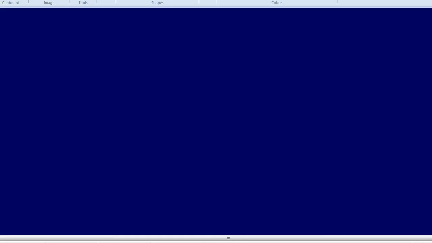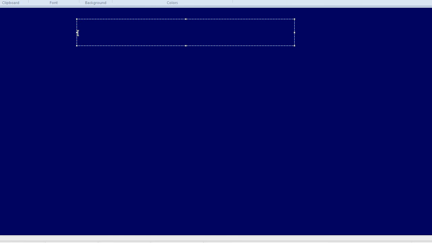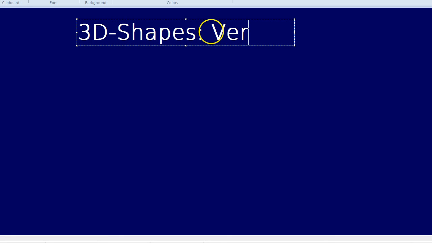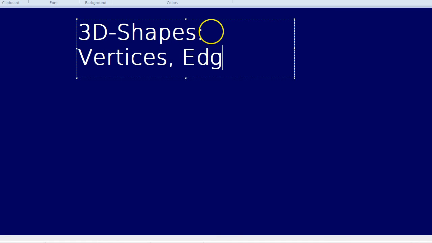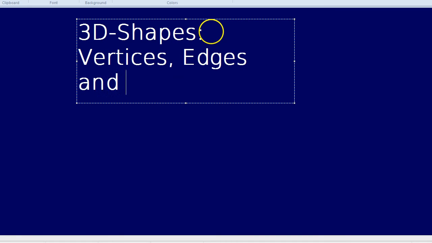There's at least three interesting things you can talk about with any 3D shapes, and that is how many faces does it have, how many vertices does it have, and how many edges does it have. This video is going to be about 3D shapes. Vertices, edges, and faces. What are each of those things?